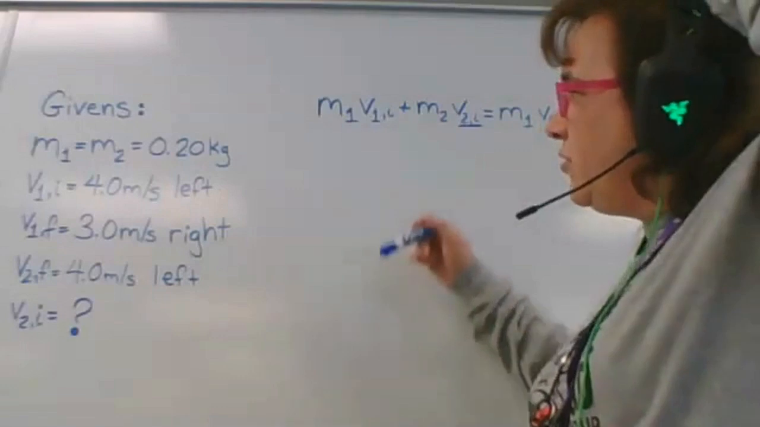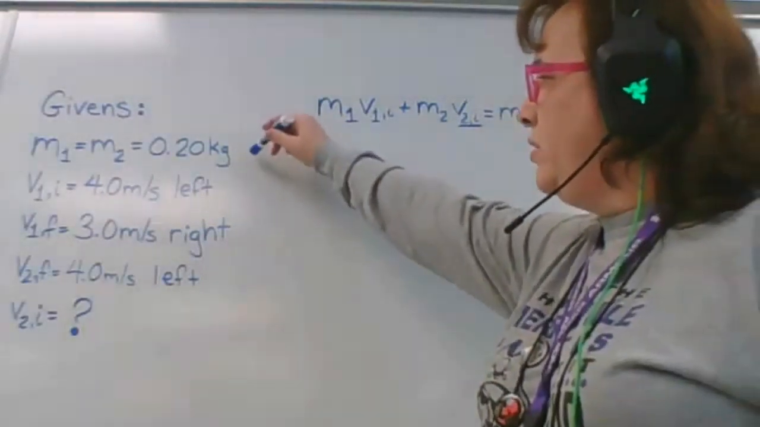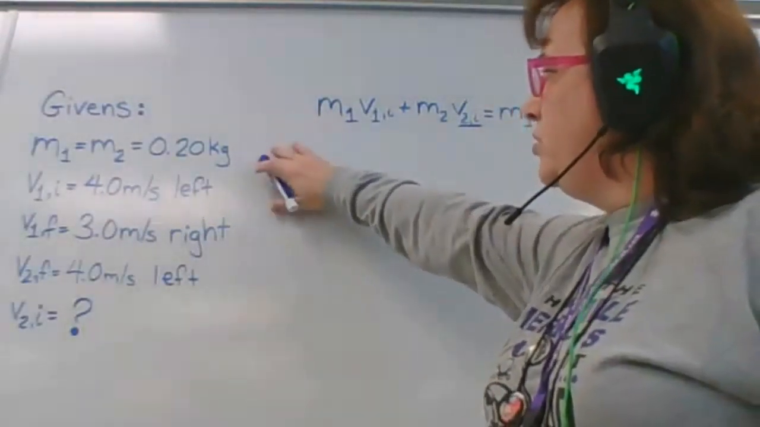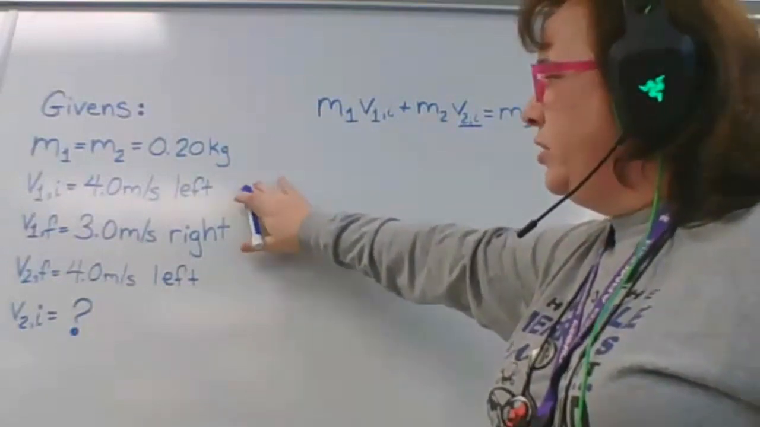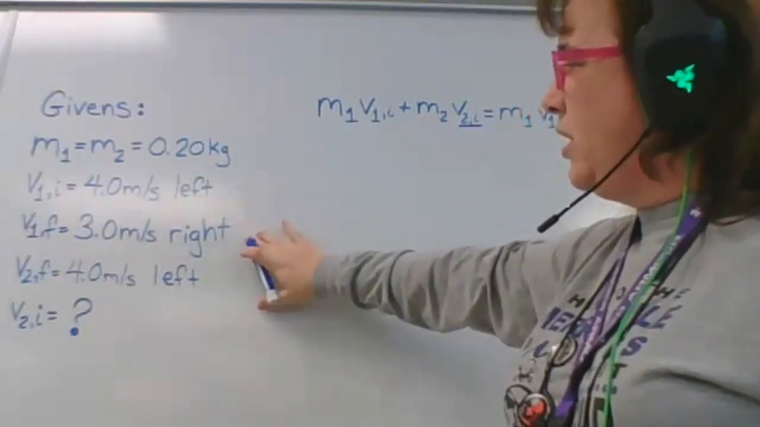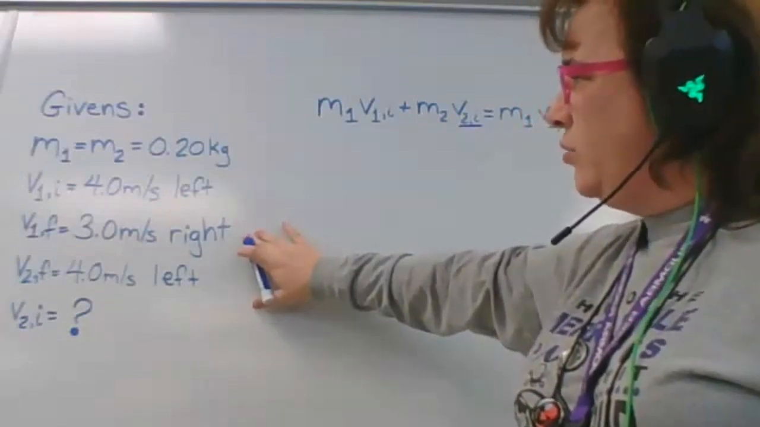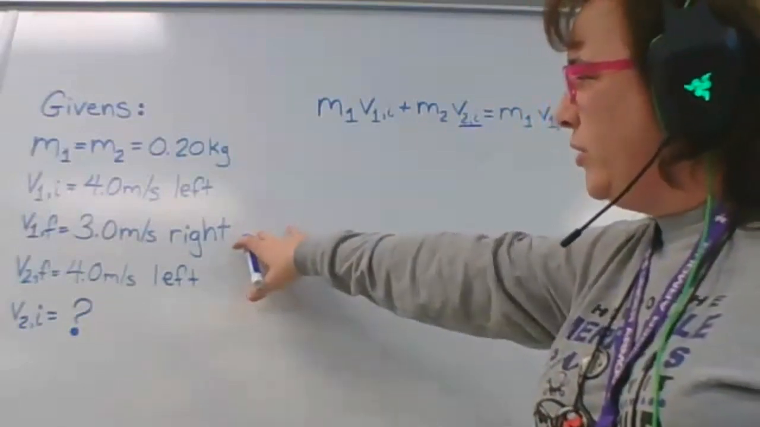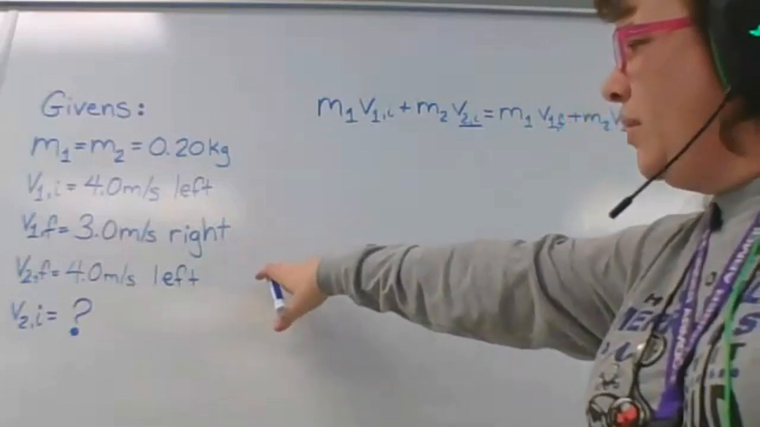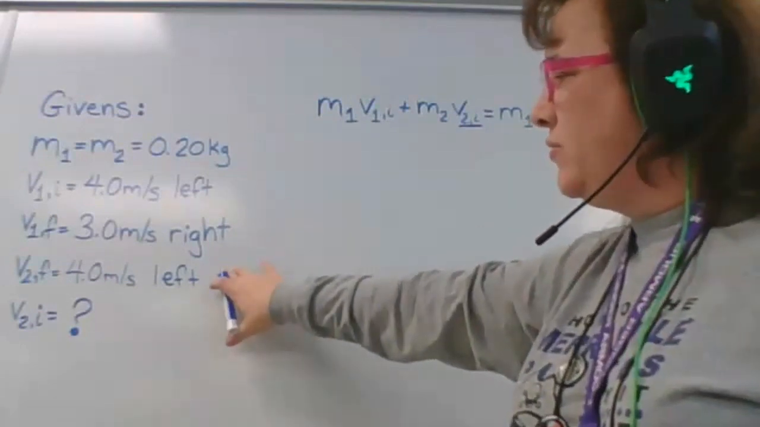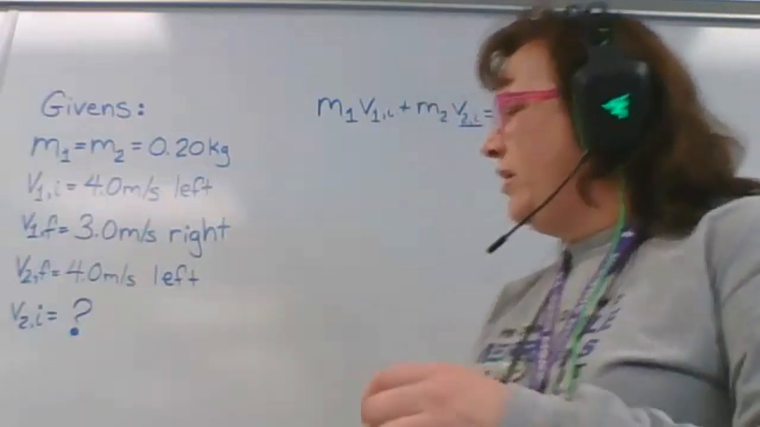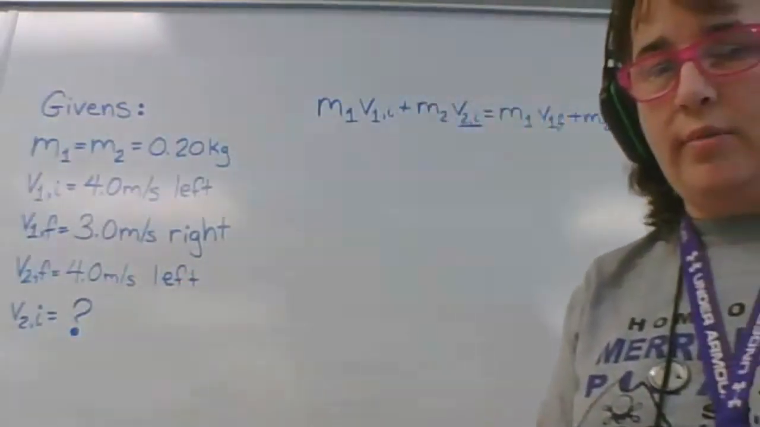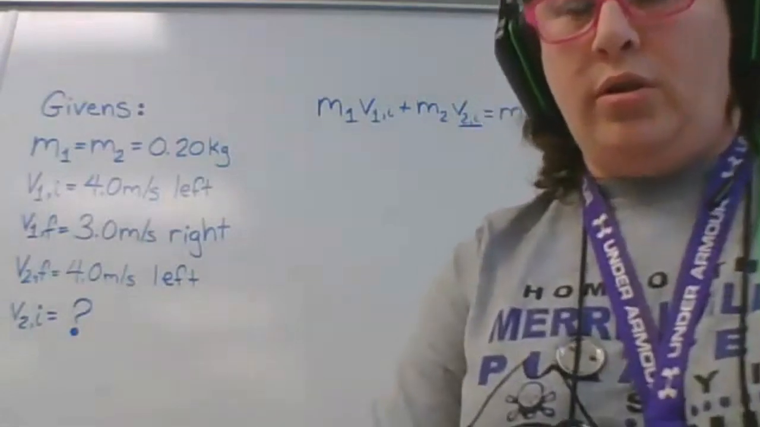All right, so the givens for this problem are M1 is equal to M2 is equal to 0.20 kilograms. My velocity 1 initial is 4.0 meters per second to the left. My velocity 1 final is 3.0 meters per second to the right. My velocity 2 final is 4.0 meters per second to the left. I'm looking for the velocity initial of the second object, which is the juggling balls.